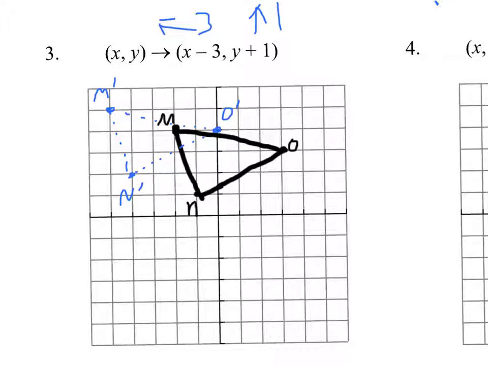So, for instance, M prime, starting at the origin, is negative 1, 2, 3, 4, 5, and positive 1, 2, 3, 4, 5. So negative 5, positive 5. N is negative 4, positive 2. And O prime looks like it's right on the y-axis, so it's 0, 4.